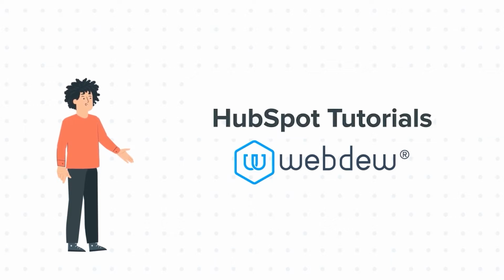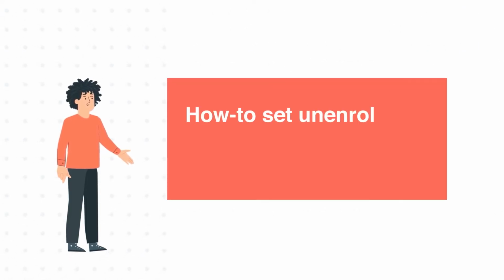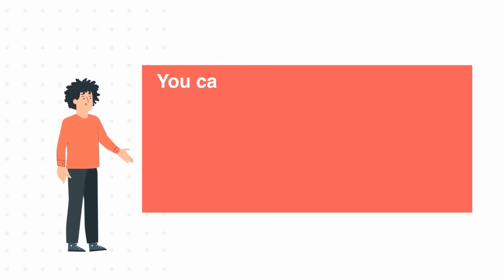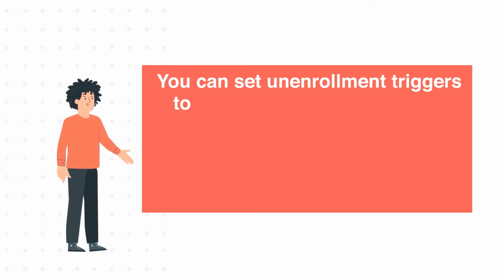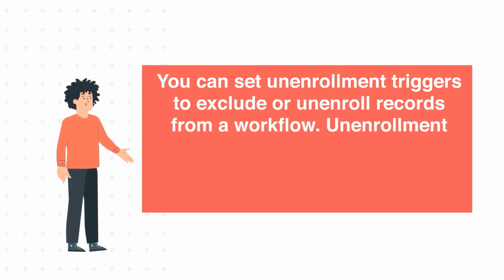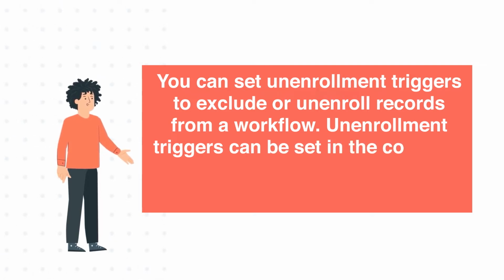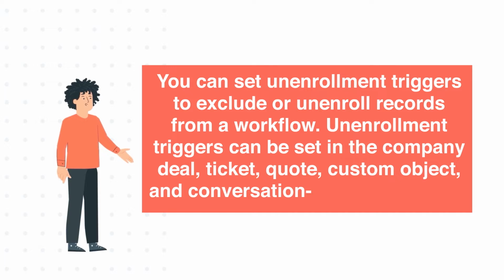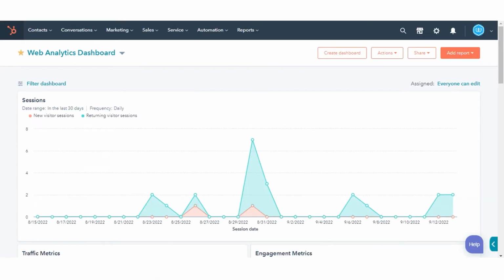And our today's tutorial is how to set unenrollment triggers in workflows in HubSpot. You can set unenrollment triggers to exclude or unenroll records from a workflow. Unenrollment triggers can be set in the company, deal, ticket, quote, custom object, and conversation-based workflows. Let's take an example of setting up unenrollment triggers in a deal-based workflow.